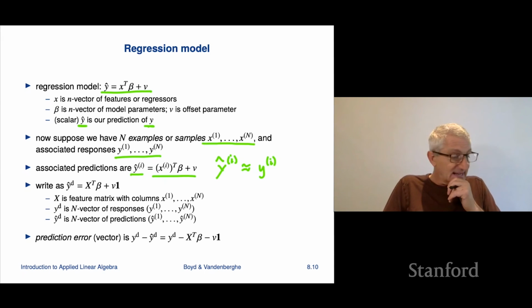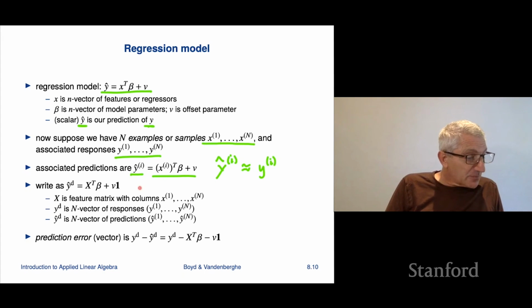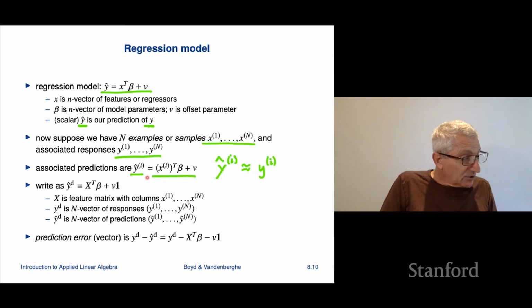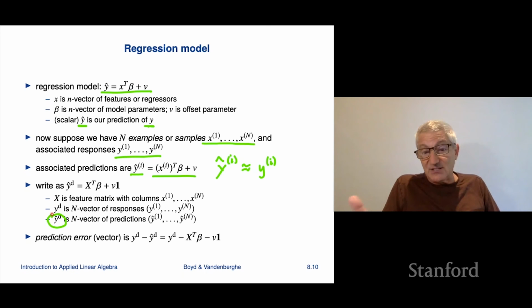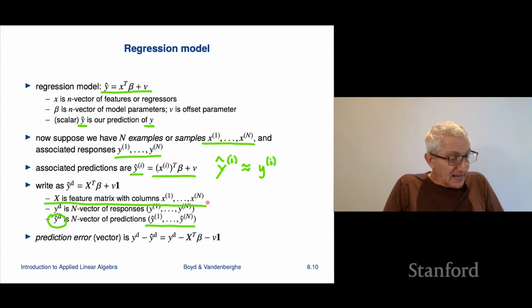That's the idea. Okay, so what we're going to do is stack our data set. We're going to form a matrix and a vector out of it. So I'll form a vector y d. D is for data, and it simply stacks the observed y's on top of each other. It's a capital N vector, and I'll make a feature matrix X with the columns x1 up to xN.